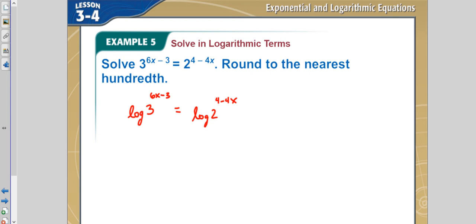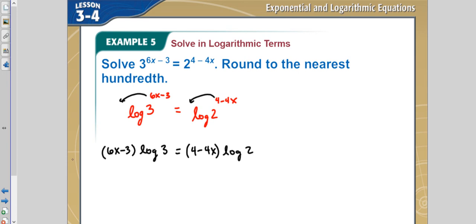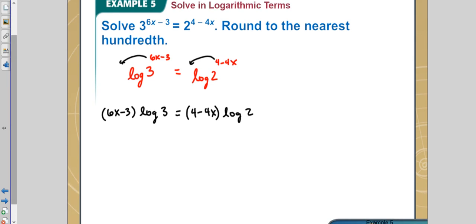Now we know from different formulas that I need to take this out front. This is the power property of logarithms. 6x minus 3 times log 3 will equal 4 minus 4x times log of 2. Now that's how we got that. That's the power property of logarithms.